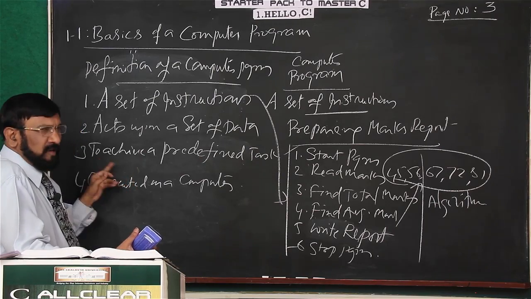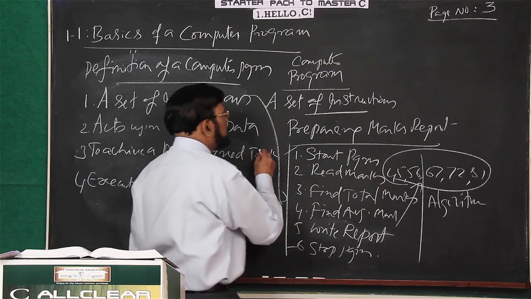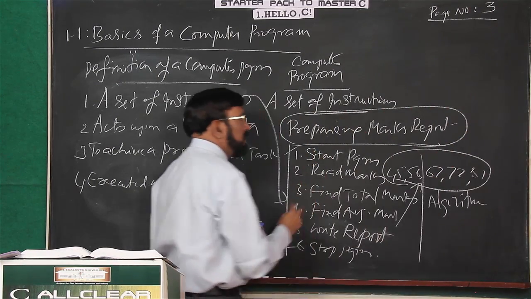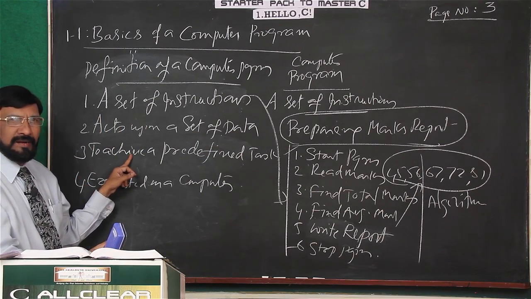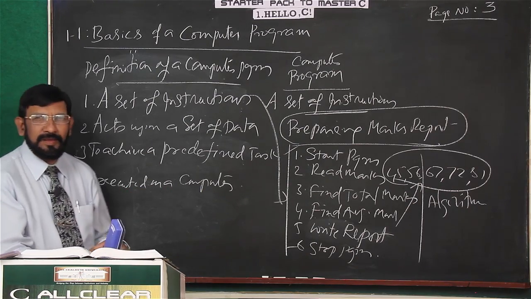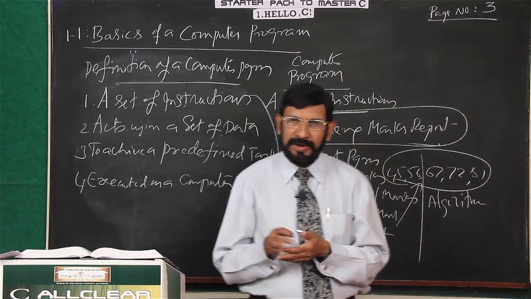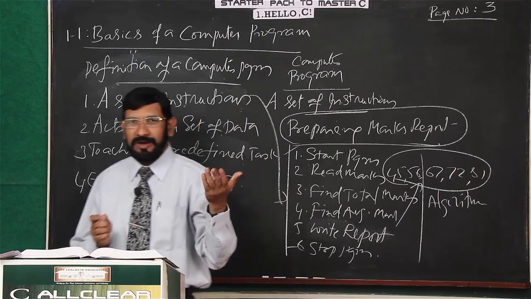And what for? What for are we doing all these things? To achieve the predefined task. What is the predefined task? Preparing the marks report. Preparing the marks report is the predefined task, and all this is executed on a computer. So you will have a lot of stuff to write with this, whatever I explained. Without reading, you can write 1 page of material.